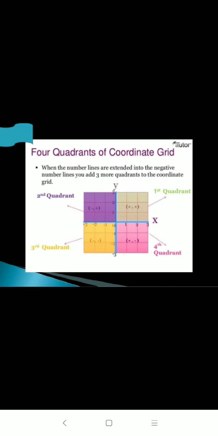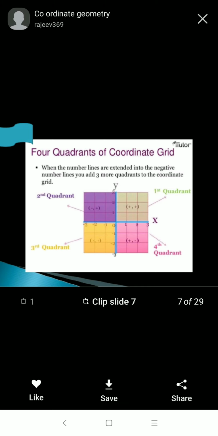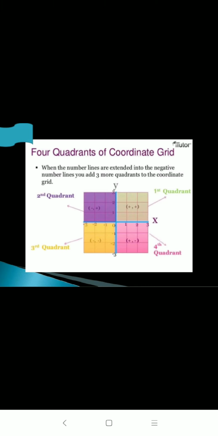Four quadrants of the coordinate grid. When the number lines are extended into the negative number lines, you add three more quadrants to the coordinate grid, so that we have four quadrants in the Cartesian plane. In the first quadrant, you can see both the x and y coordinates have a positive sign. In the second quadrant, the x coordinate is negative and the y coordinate is positive. And so on for the third and fourth.